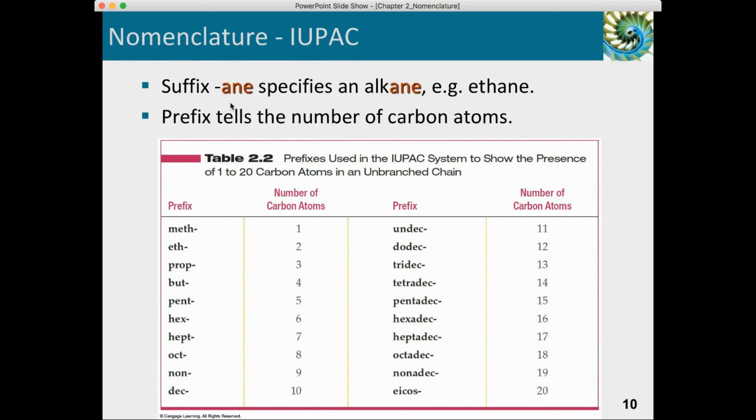Okay? And the suffix "ane" specifies, in this case, that we are talking about alkanes, so saturated hydrocarbons. If you say methane, that's an alkane with 1 carbon, CH4. If you say hexane, that's an alkane with 6 carbons.